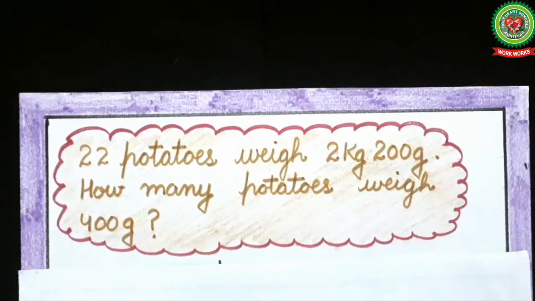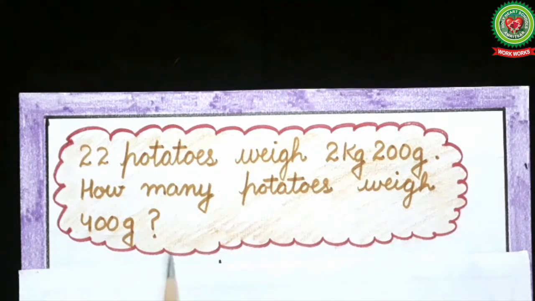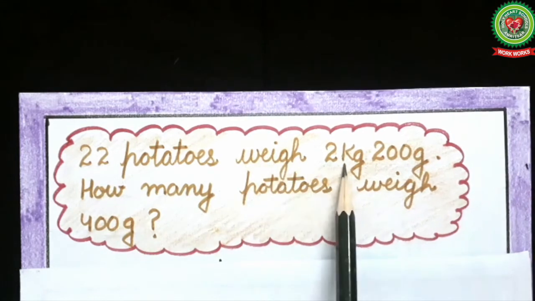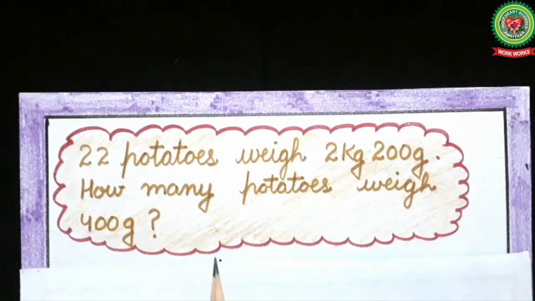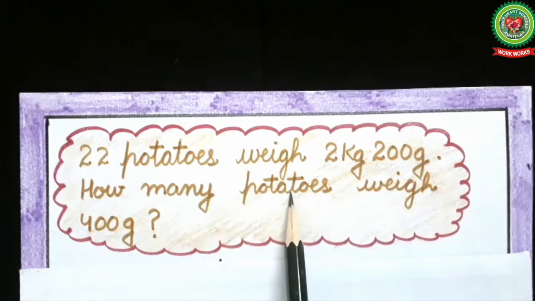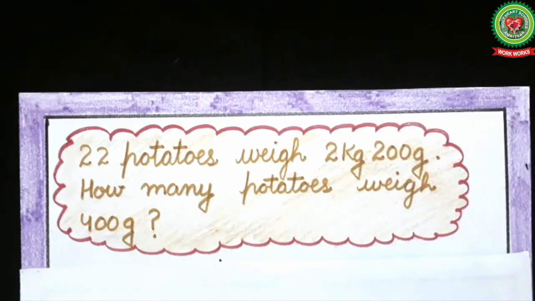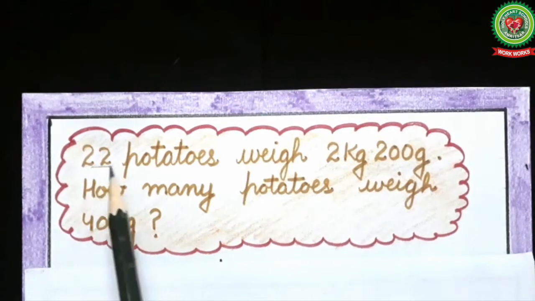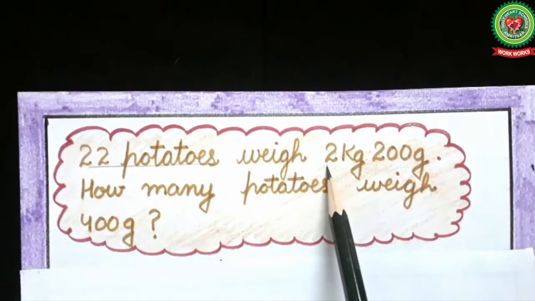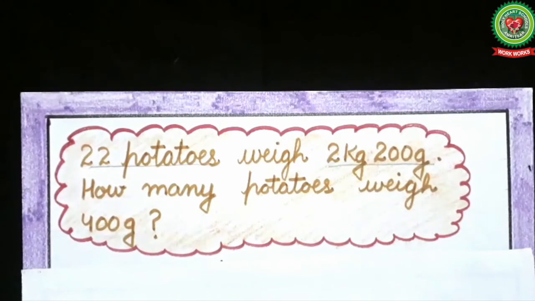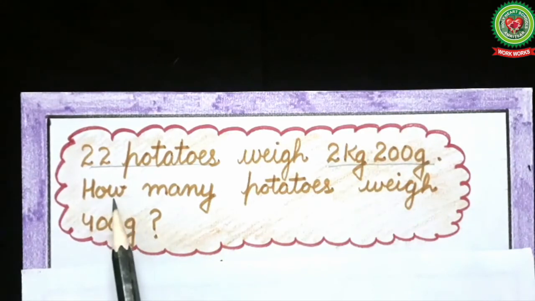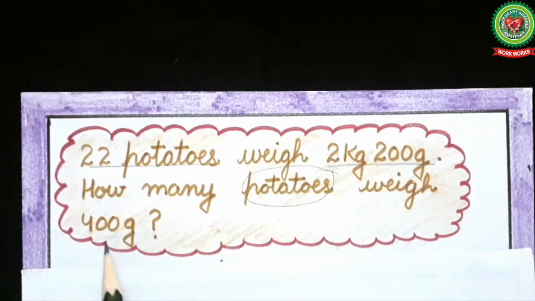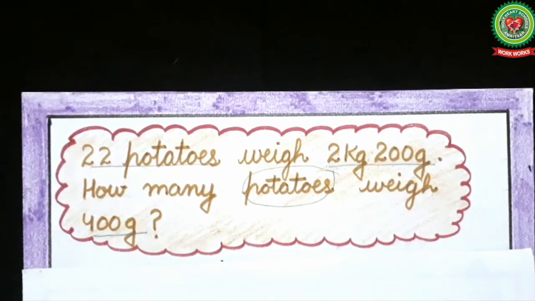Students, let's discuss one more example. Statement is: 22 potatoes weigh 2 kg 200 grams. How many potatoes weigh 400 grams? Here we have given 22 potatoes weigh 2 kg 200 gram. We need to find how many potatoes. We need to find the number of potatoes for the weight 400 grams.